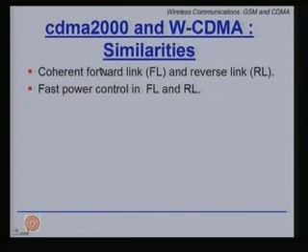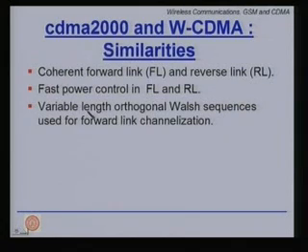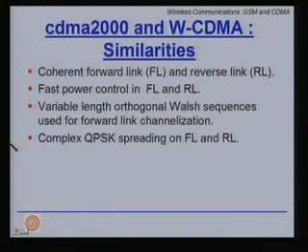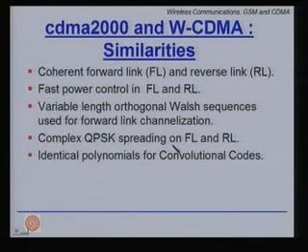So, you have coherent forward link and reverse link in both. You need fast power control in forward link and reverse link. It is an essential requirement of all CDMA systems. You have variable length orthogonal Walsh sequences used for forward link channelization. You have complex QPSK spreading on forward link and reverse link. This is identical for both systems.